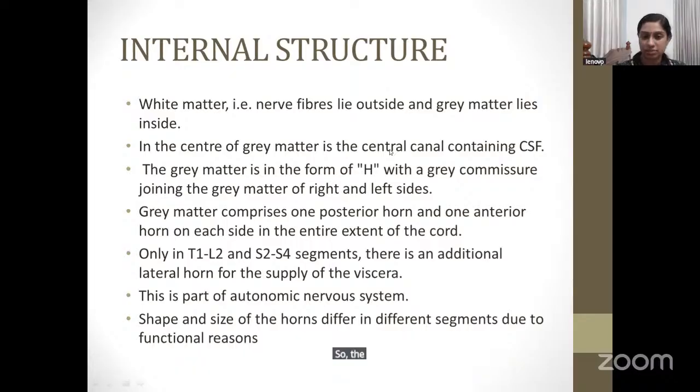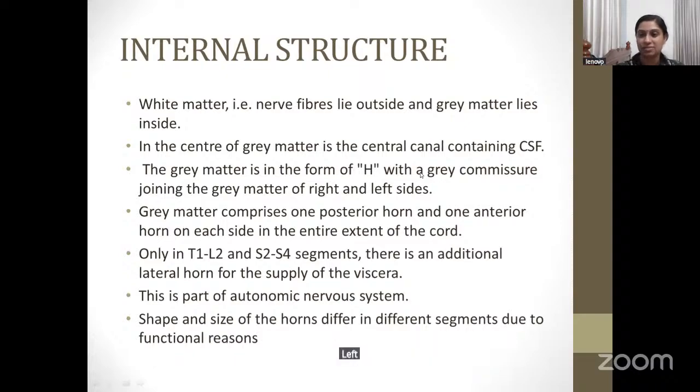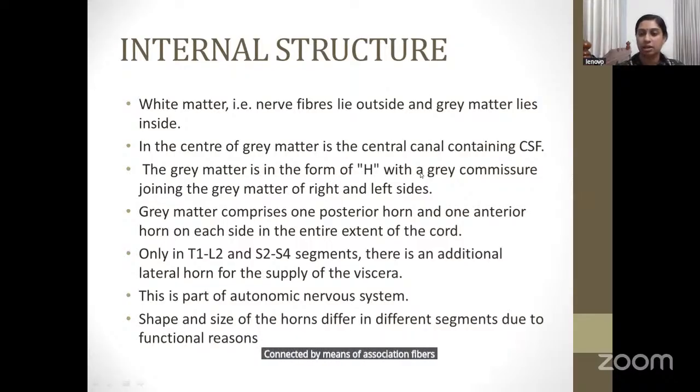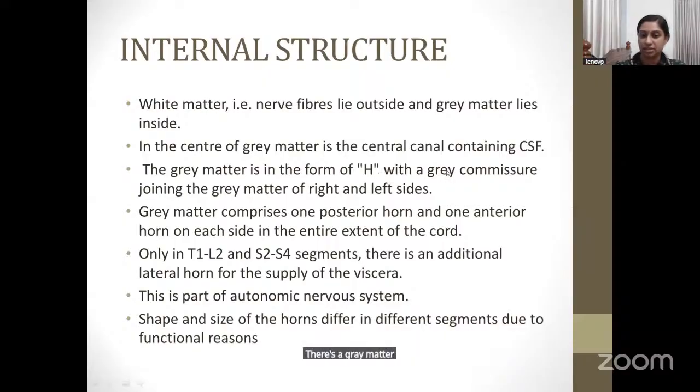The gray matter is in the form of an H, with the gray commissure joining the gray matter on the right and left sides. The right and left sides of the central nervous system are connected by commissural fibers, and the anterior and posterior regions are connected by association fibers. The largest commissure in the brain is the corpus callosum. So there is gray matter in the form of an H with the gray commissure joining the right and left sides.